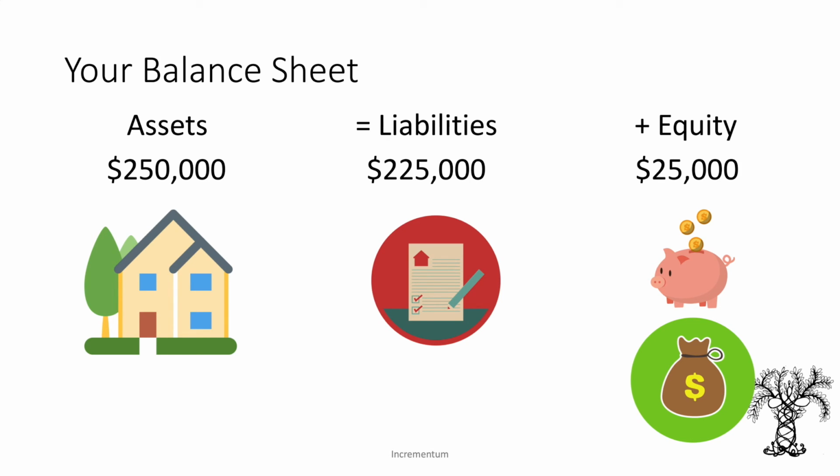The other thing you'll notice is that the balance sheet always balances. So assets has to equal liabilities and equity. Again, because the right-hand side finances the left-hand side. And just like a firm's balance sheet, your balance sheet here shows you a snapshot of what you have. You have a home for $250,000. And it shows you a snapshot of how you bought that home. You used debt of $225,000 and your own money of $25,000.